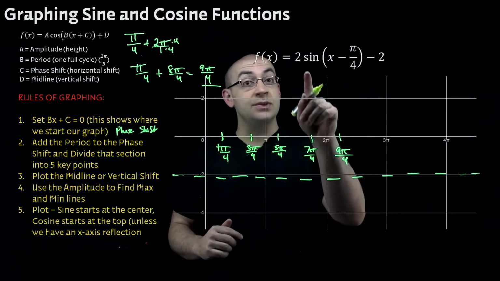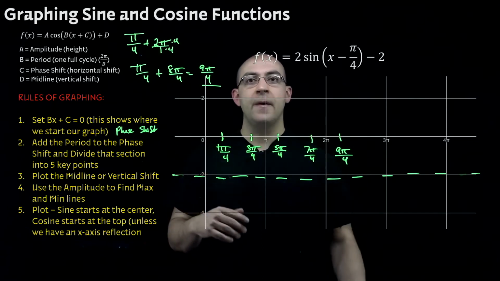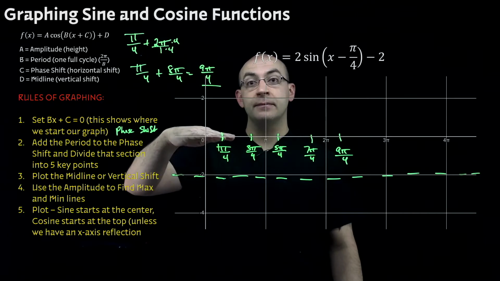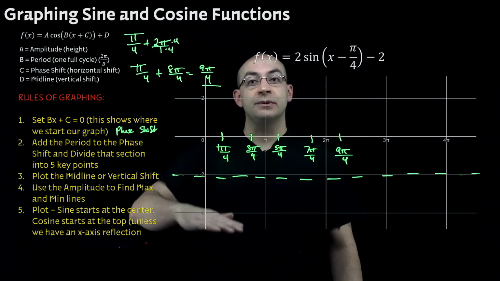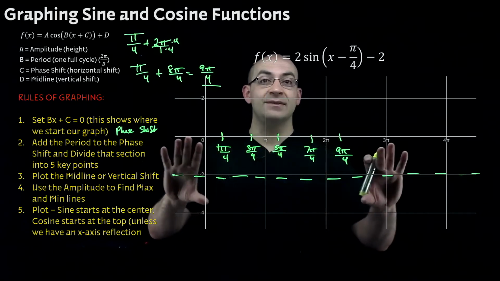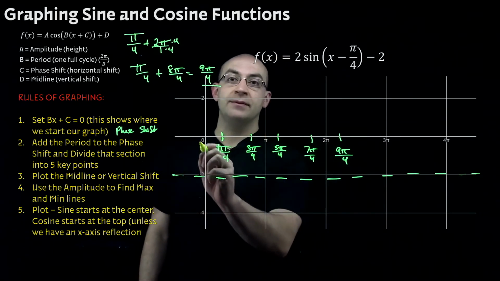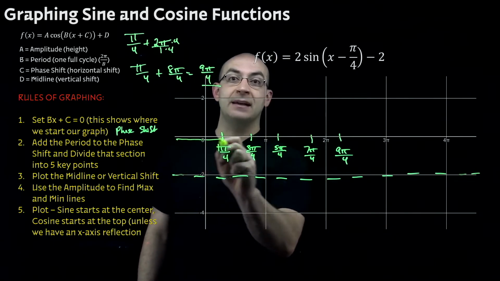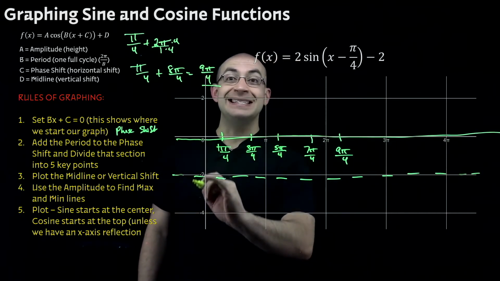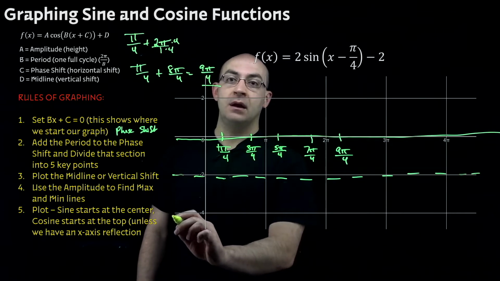Well, the amplitude is 2 here. And again, 2 is absolute value. So we are going to go from the midline 2 units up, and then from the midline 2 units down, right? Because that's going to be our boundary points where the function lives. So 2 units up from -2 is 0. I'm going to make a solid line there. I'm going to do the best I can. That's not bad. And then I'm going to go 2 units down from the midline.